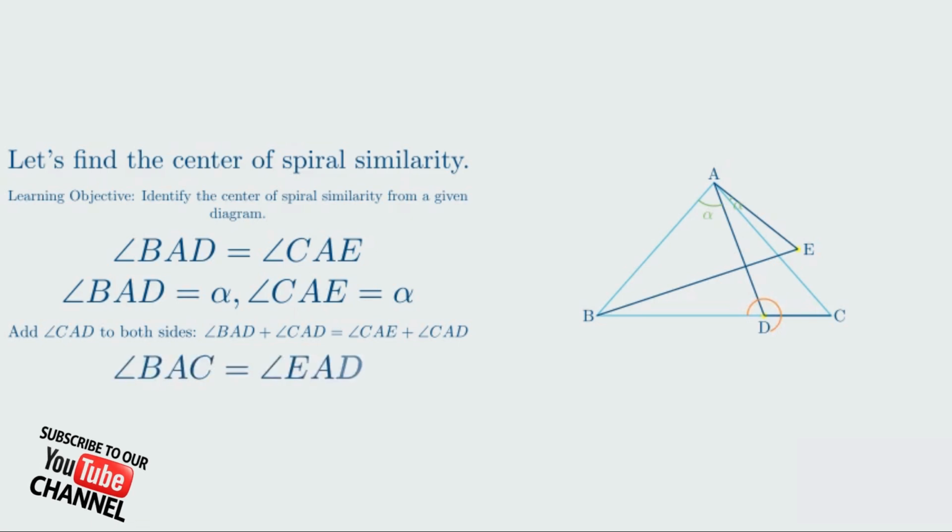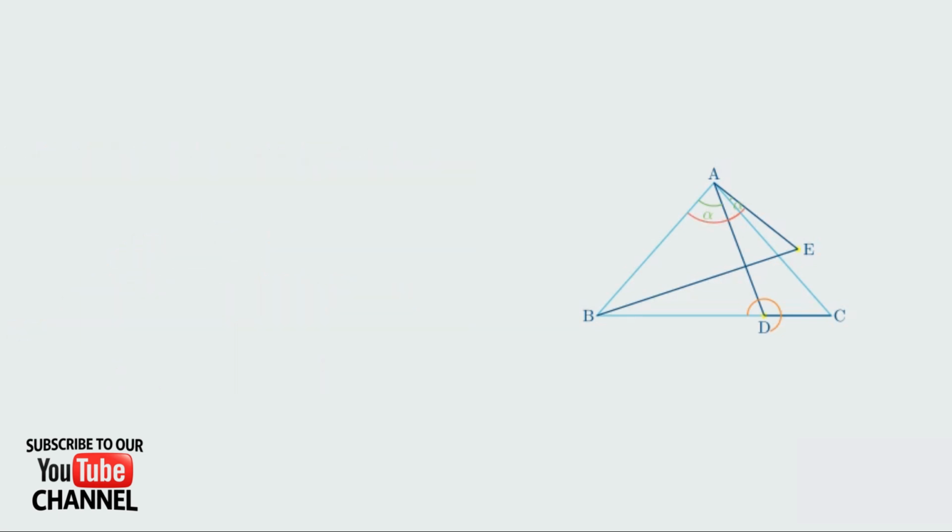The first side becomes angle BAC. The second side becomes angle EAD. Therefore, we've shown that angle BAC is equal to angle EAD. Now, consider triangle ABD and triangle ACE. They both share vertex A, and we know that angle BAD equals angle CAE.